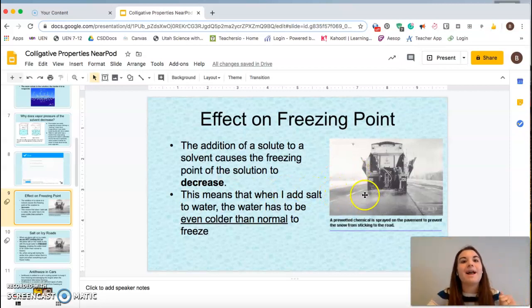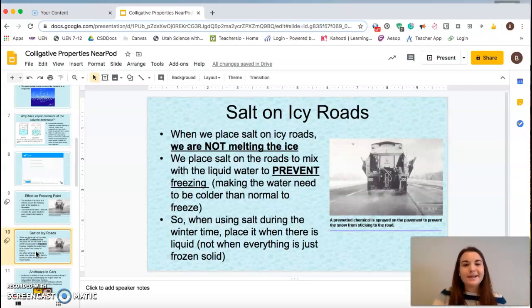And this is why we put salt on the roads during the winter time, because it says, hey, if you're going to freeze, you've got to be super cold to freeze. Just real quick about this, a lot of students say weird things about it. When we place salt on roads, we do not melt the ice. So it's not very smart to place salt on already frozen things. When you place salt down, you should place it on liquid. Maybe it was just melting, or maybe it rained and tonight it's going to freeze over.